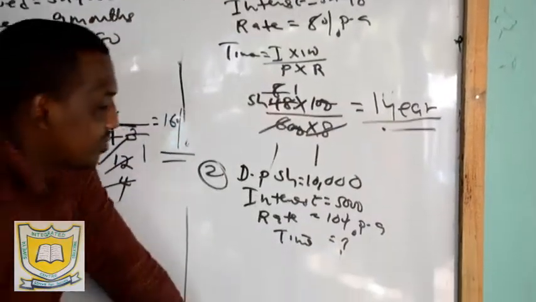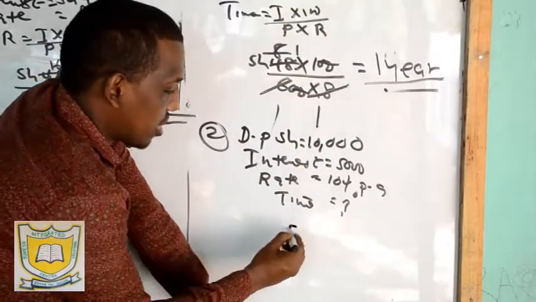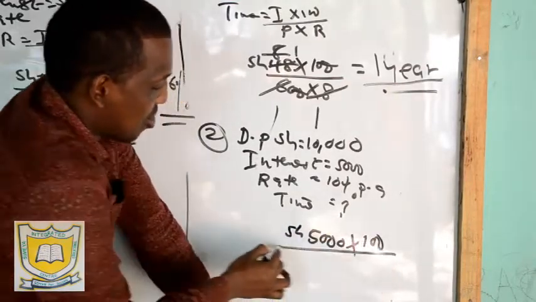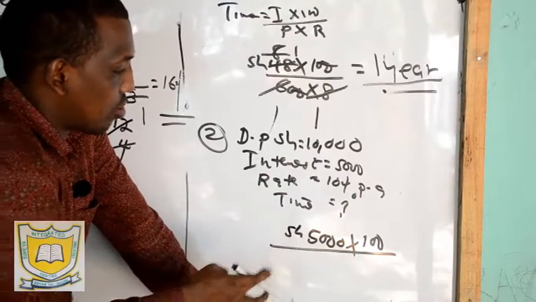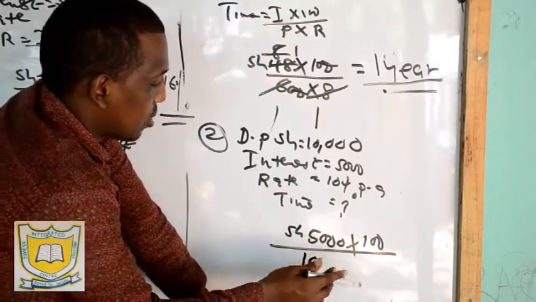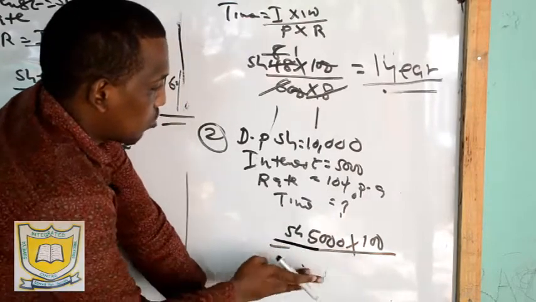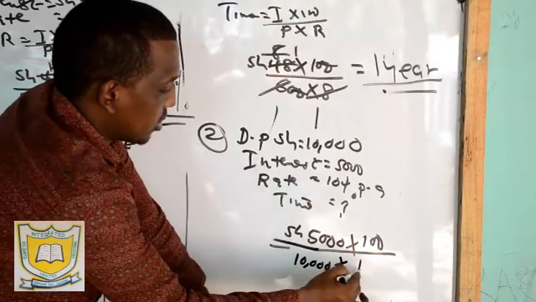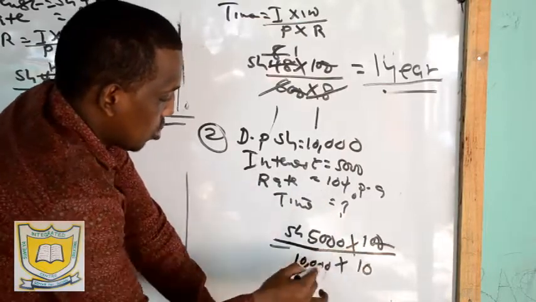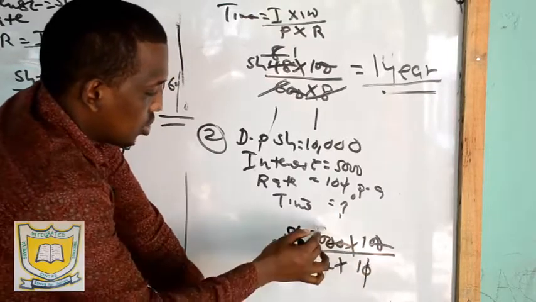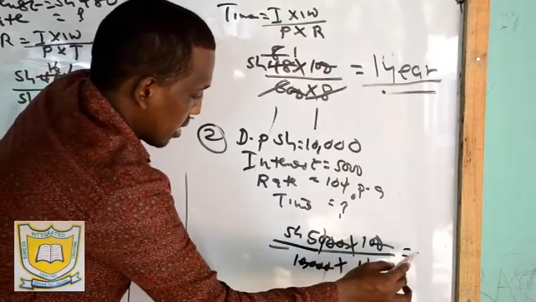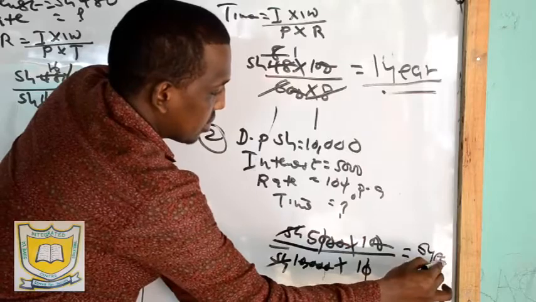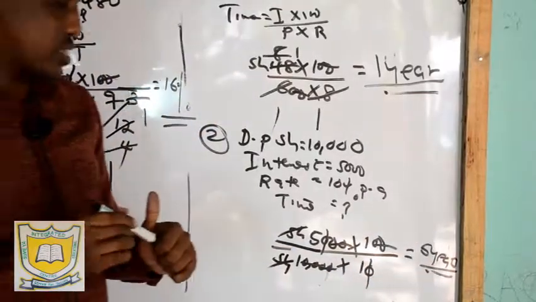Time is equal to interest, which is 5,000, times 100. The formula says over the rate, which is 10, over the principal, which is 10,000. Time is rate, which is 10. So this one will go with these two. This one goes with this one. Then shillings go together. So here you will get 5, yes. That's how we get it.